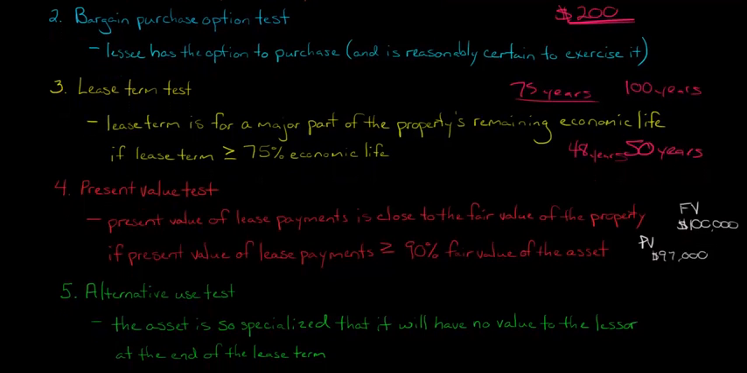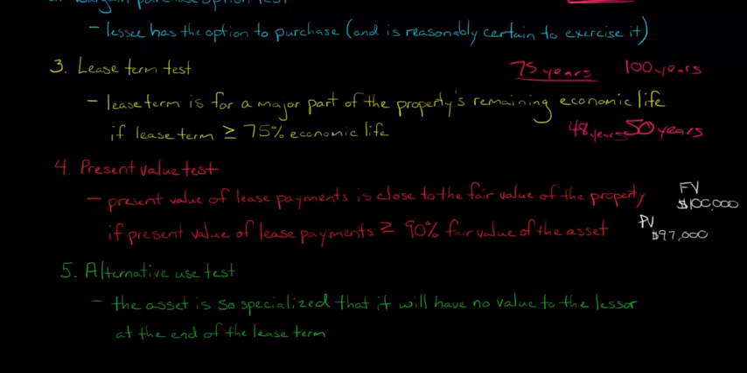And finally, the last test is the alternative use test, where we ask whether the asset is of such a specialized nature that when the lease term is up, the asset would have no value. It'd basically be worthless to the lessor. It really only has value to the lessee, and by the time the lease term is up, the lessor would say, what do you want me to do with this asset? There's nothing I can do with it. If that's the case, it needs to be classified as a finance lease because this is effectively transferring ownership or control to the lessee.